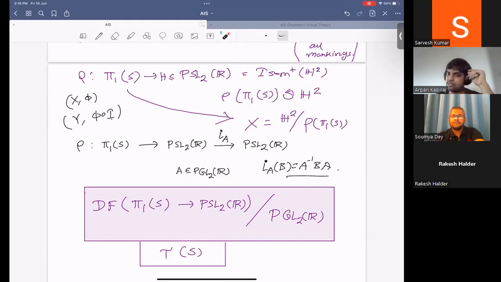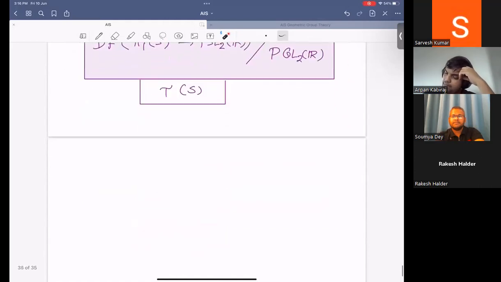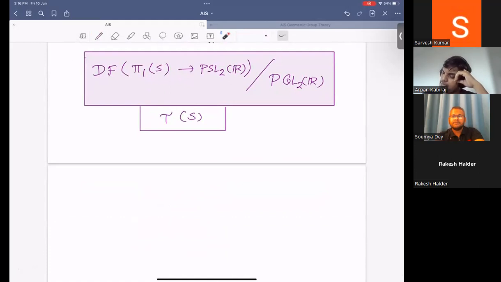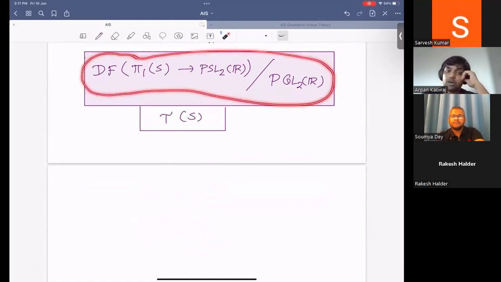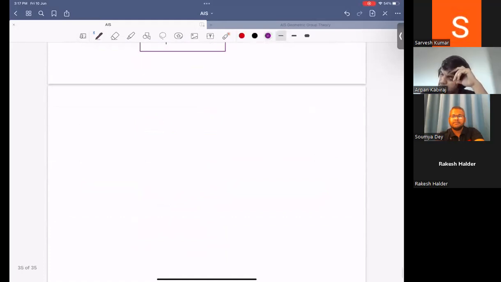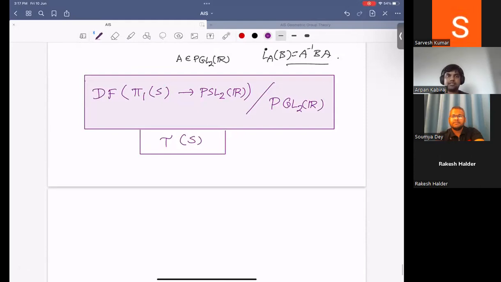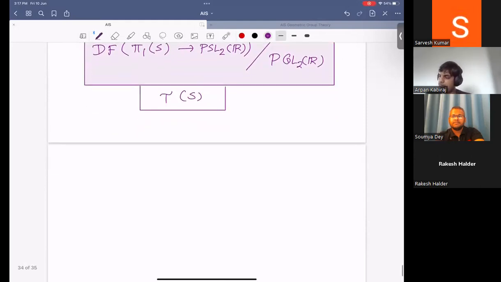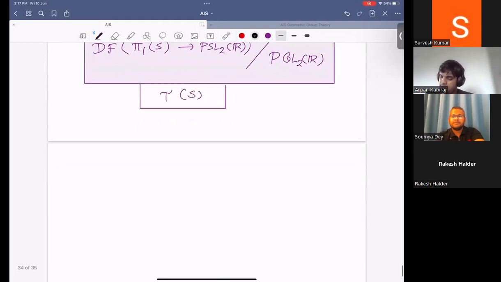Okay, so now just to give you a prelude of what is the benefit of looking at the object from this perspective. I haven't told you this part. So now I have this Teichmüller space, and this is okay. Now we have the mapping class group, right? So now look at an element. Let's say f belongs to the mapping class group of the surface.